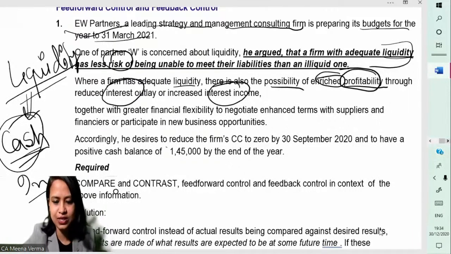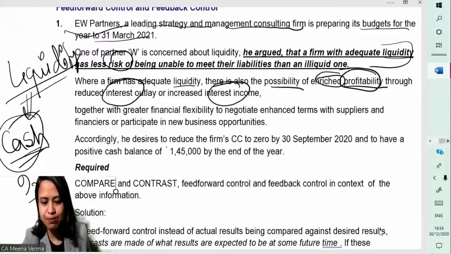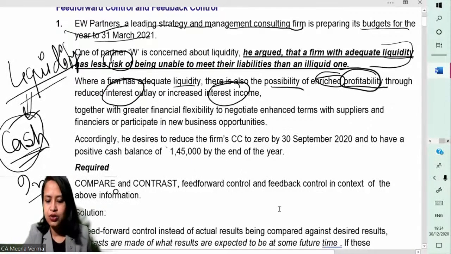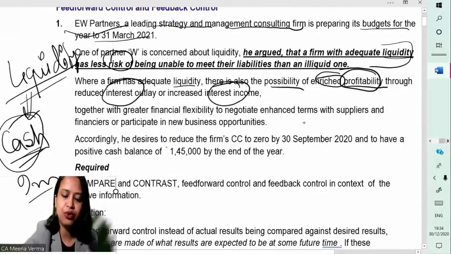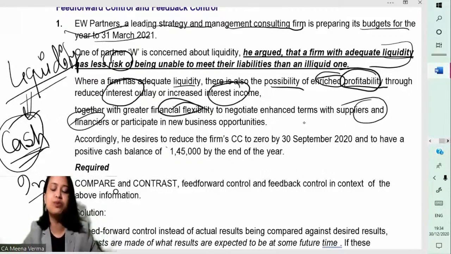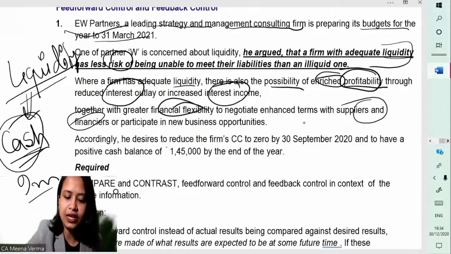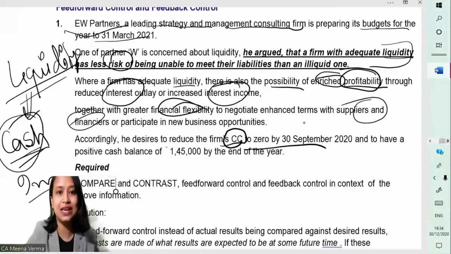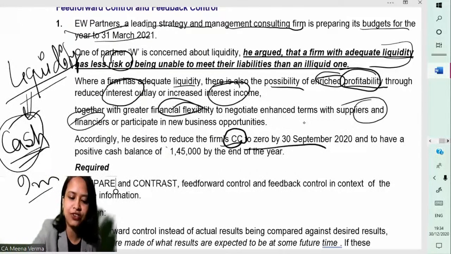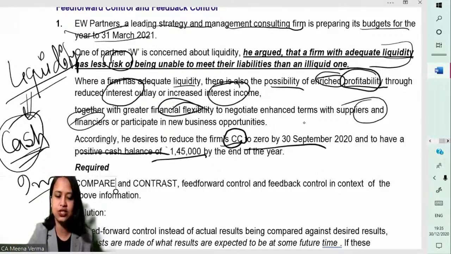Together with this, greater financial flexibility helps you negotiate enhanced terms with suppliers and financiers, and participate in new business opportunities. And this will help you create new business opportunities for your organization. Accordingly, he desired to reduce the cash credit to zero. He is saying try to reduce the cash credit of the firm to zero, and to have a positive cash balance. Try to maintain a positive cash balance for the organization.